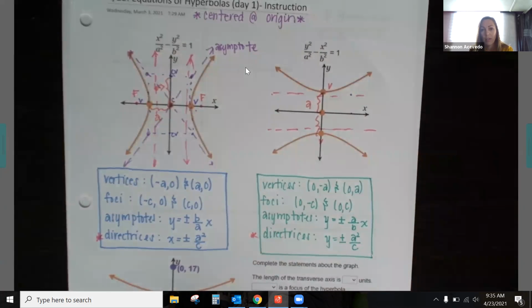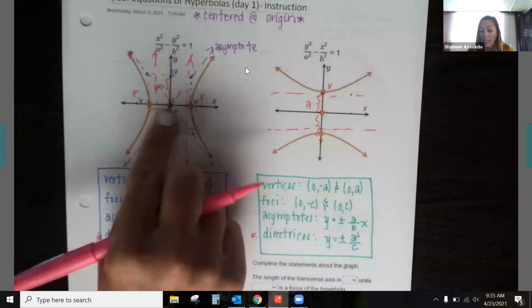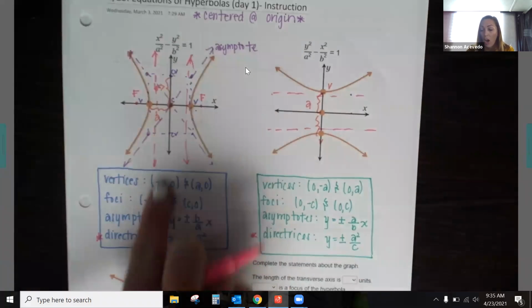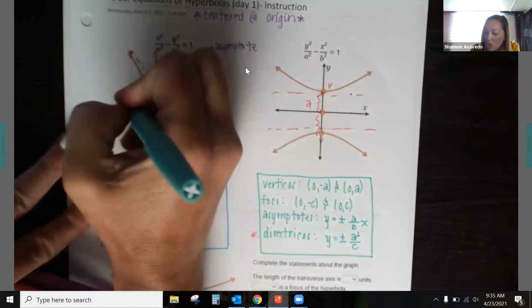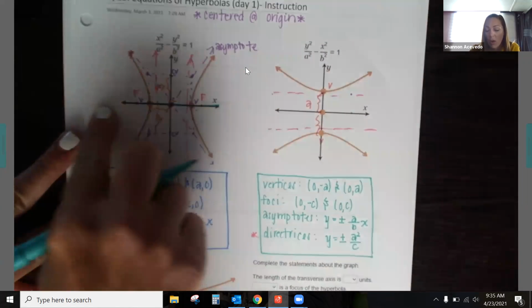So we've got foci still a distance of C away from my center. We have our vertices, our directrices. Before, on our ellipses, we said that the directrices had to be perpendicular to the major axis. We have an axis here too. They don't call this the major axis, but the axis that our vertices and our foci are on.